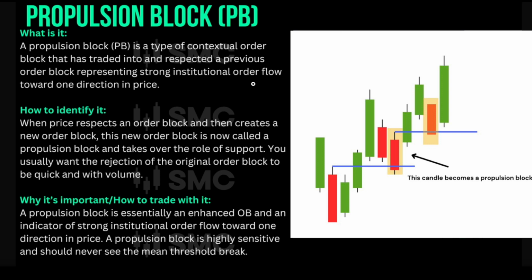So how do you identify it? When price respects an order block and then creates a new order block, this new order block is now called a propulsion block and takes over the role of support. You usually want the rejection of the original order block to be quick and with volume and pace.